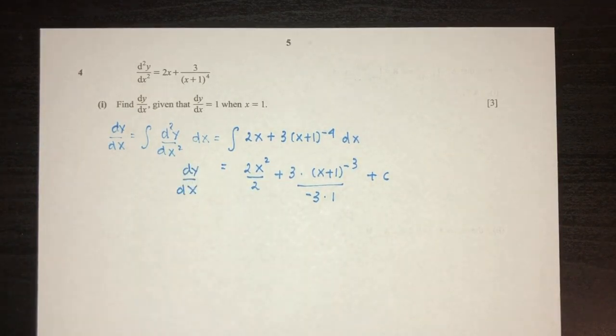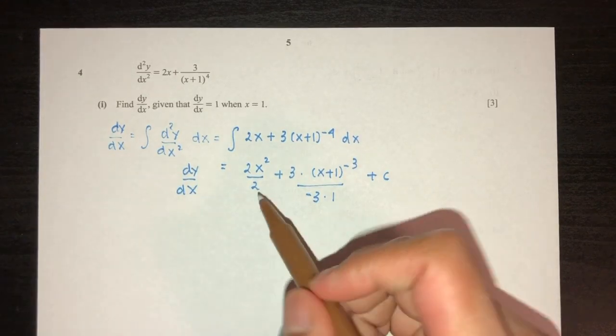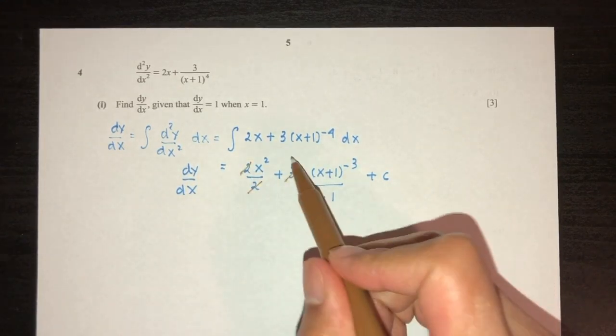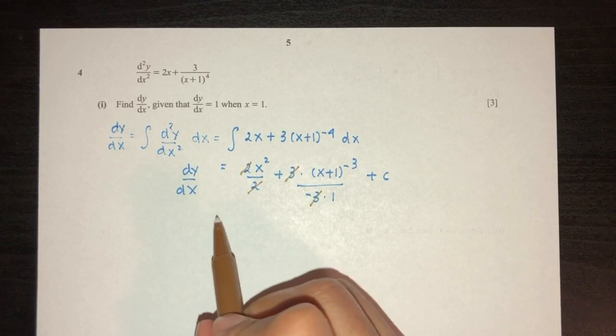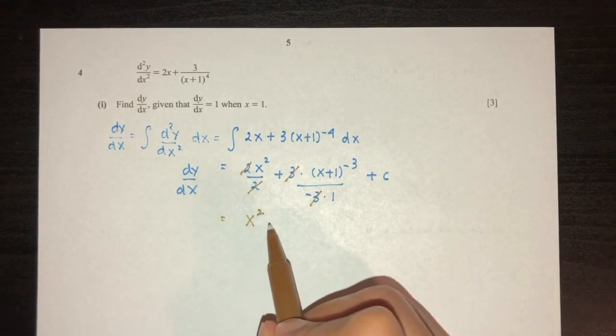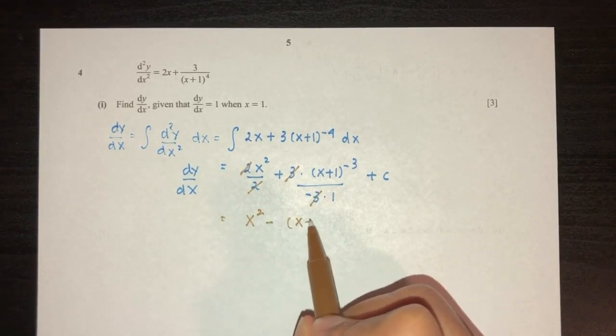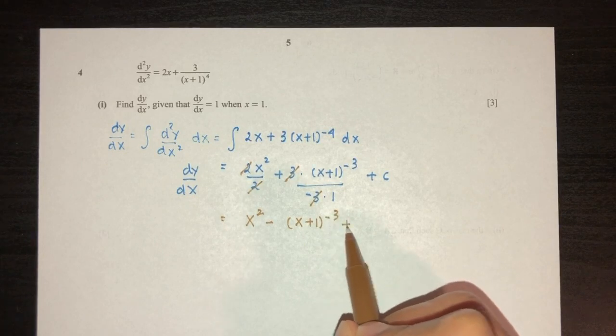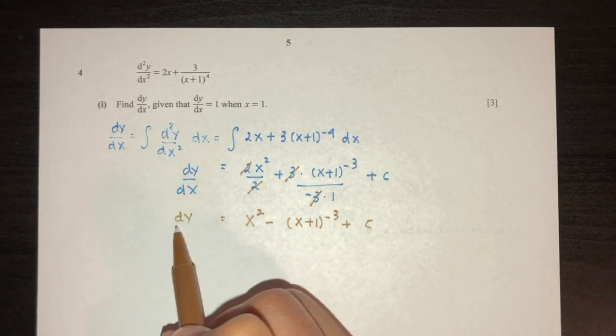Now we have to simplify. These two will cancel out, and this cancels out. You have minus here. You will have x squared minus (x plus 1) power minus 3 plus c. That will be your dy by dx.